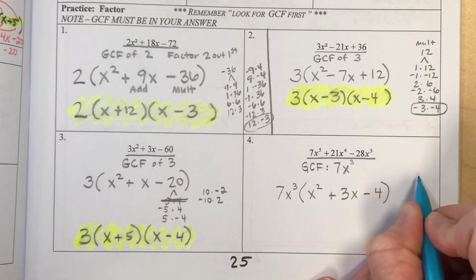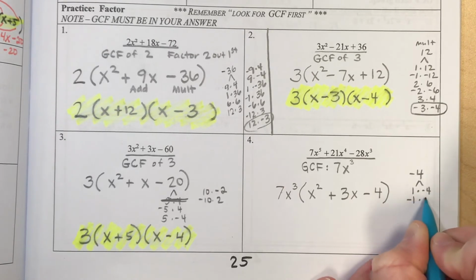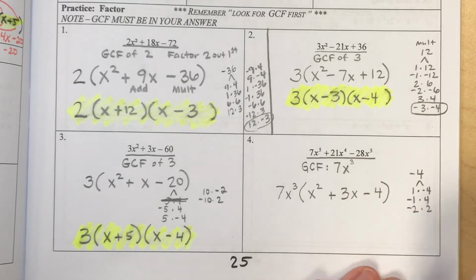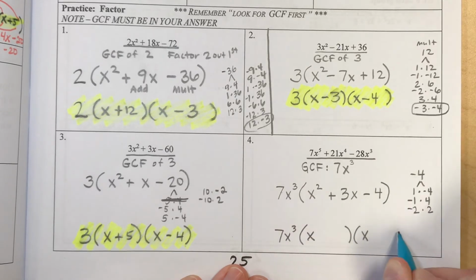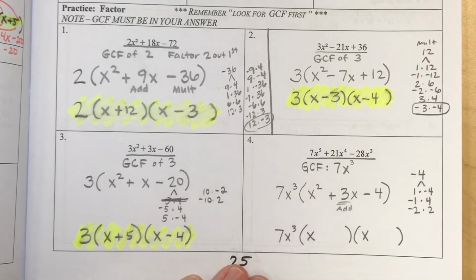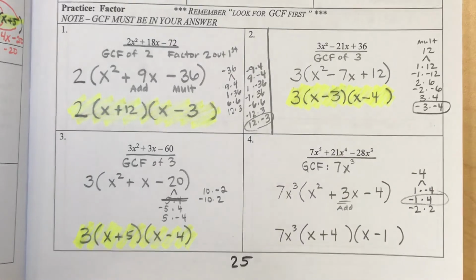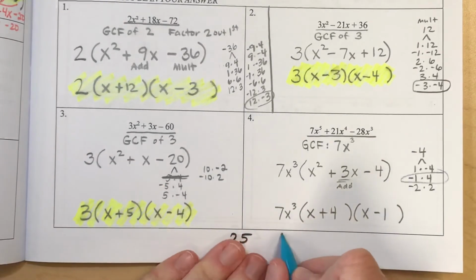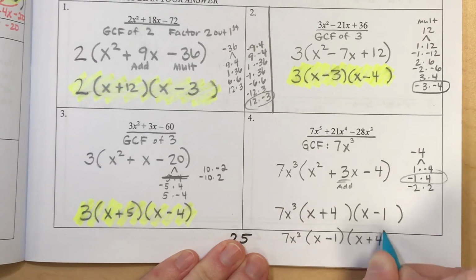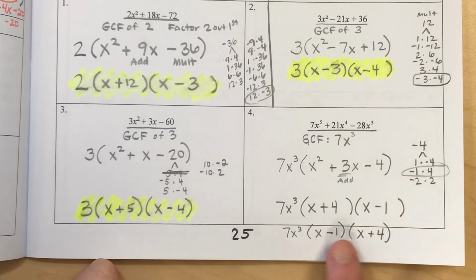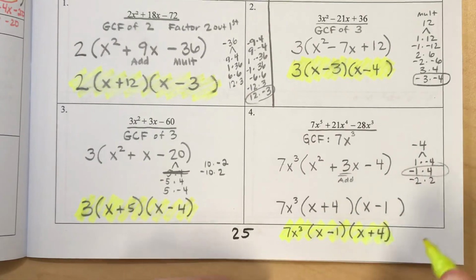Now what numbers multiply to make negative 4? Well, 1 times negative 4, negative 1 times positive 4, or a negative 2 times a positive 2. Out of those combinations, what two numbers multiply to make negative 4, but at the same time add to make positive 3? It's going to be a positive 4 and a negative 1. And it doesn't matter the order of which you put these. It does matter that your GCF is out in the front, but this would also be a correct answer. So as long as one factor has a 4 that has a plus sign, one factor has a 1 that is a minus sign, this is your completely factored trinomial.